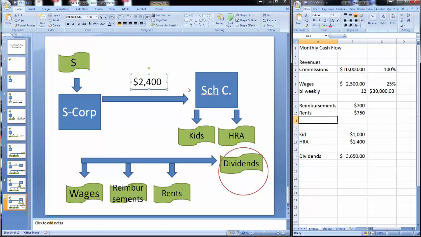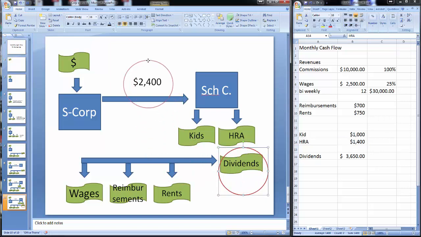So what we're going to do is, because we said $2,400 is going to get paid to the Schedule C, that means less is going to flow to the dividends, right? So the S corporation pays the Schedule C. That money is going to go to the kids, $1,000 to the kids, $1,400 to the HRA. And then after the $2,400, whatever's left goes to the S corporation wages, reimbursements, rent, and then whatever is left over goes to the dividends, right?